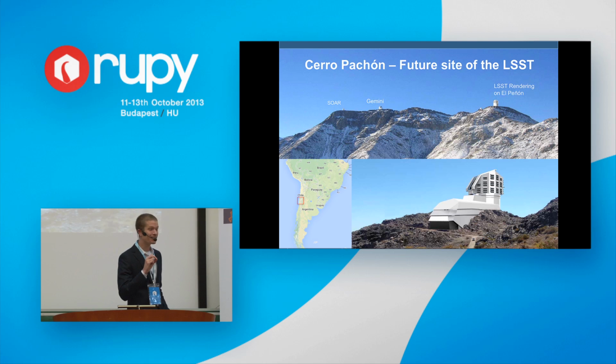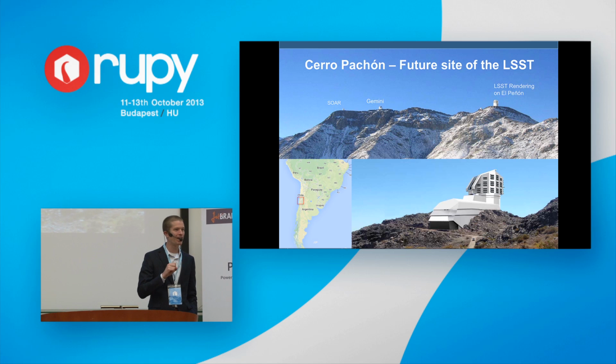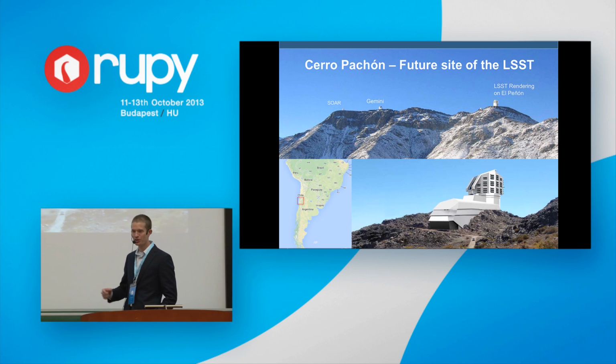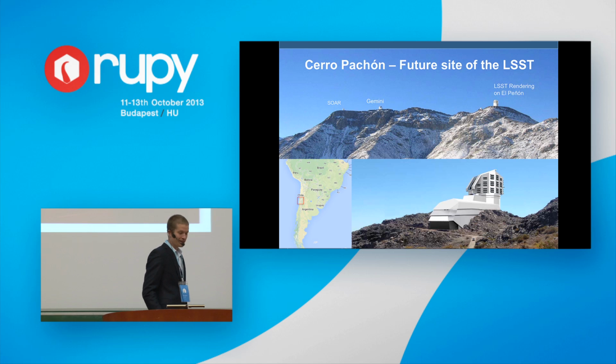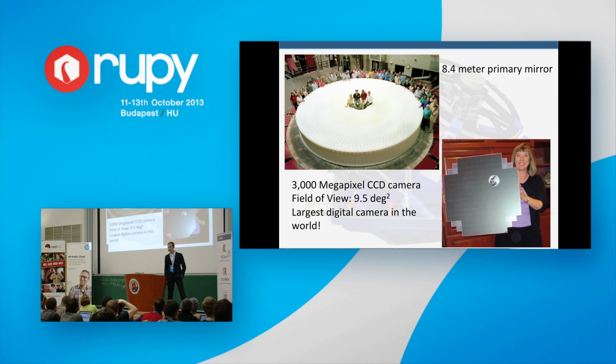The important piece of this is that it's extremely dry. I think the rainfall is only a few millimeters a year or something like that. So it means that we can have almost continual observing time as the year goes by. Pieces of the LSST have been formed already.